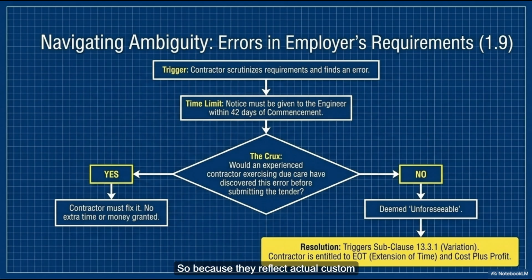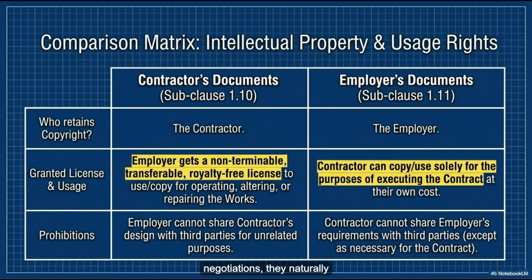Okay. So, because they reflect actual custom negotiations, they naturally override the generic rules. That makes perfect sense. Then at the top 3 spots, you have the letter of tender, the letter of acceptance, and sitting at the absolute peak, number 1, the contract agreement. The contract agreement is the final handshake. It encapsulates the absolute final intent of both parties after all the arguments, the compromises, the late-night negotiations. The ultimate boss document. Exactly.